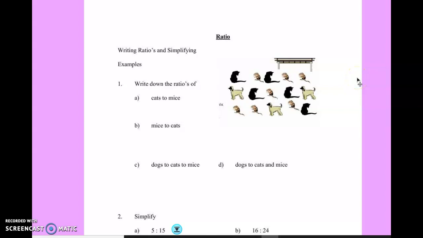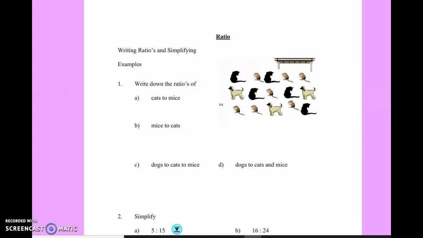Ratio then. Ratio is a way of comparing one quantity to another. Okay, so we'll have a look at the first example. We're looking at the pictures, the cats and the mice. The ratio of cats to mice is 5 cats.